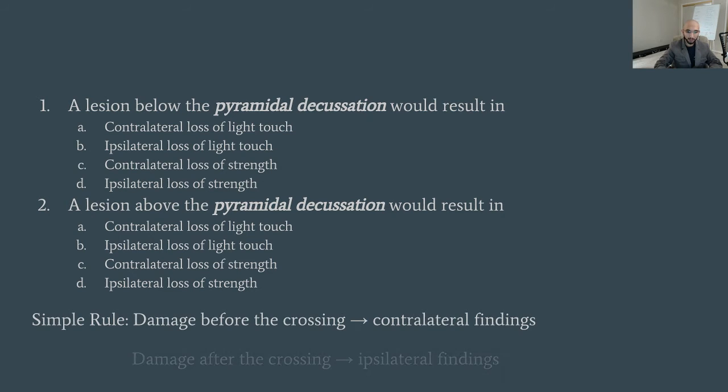So, and I have a little note here. Here's a simple rule. Damage before the crossing, contralateral. Damage after the crossing, ipsilateral. If you guys are tracking that, and it seems like you all are, you're not going to mess this up at all on either the practicum or the exam. Great job handling those first 2 questions.